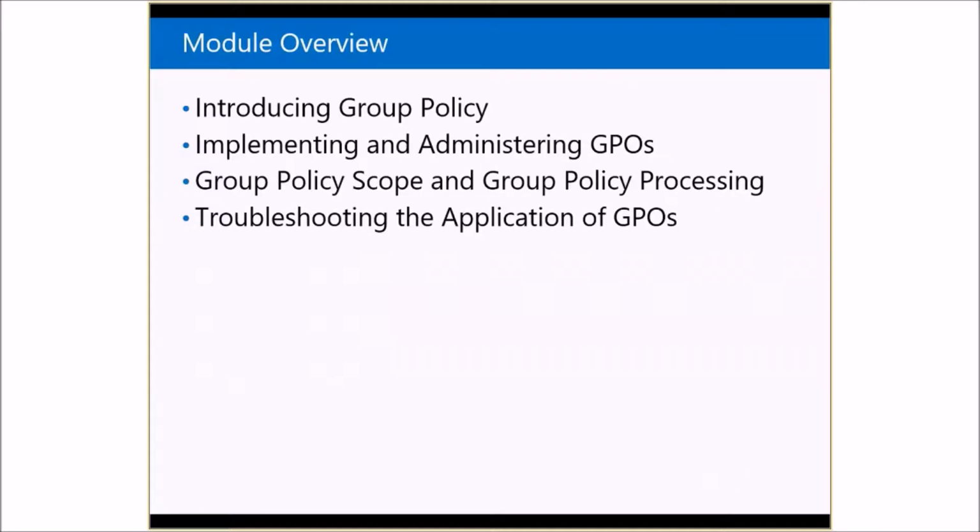So today we're going to introduce group policies. We're going to implement and administer GPOs, or group policy objects, and talk about group policy scope, group policy processing and the order of processing, and then obviously troubleshooting group policies. Like we said, if we do something and the result is not forthcoming, what can we do?